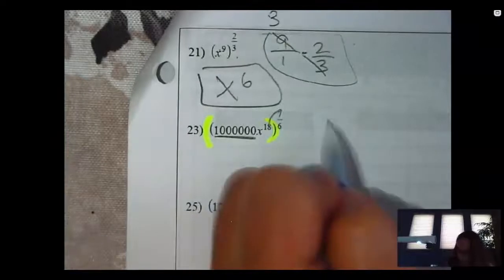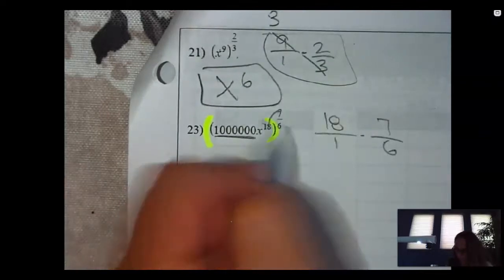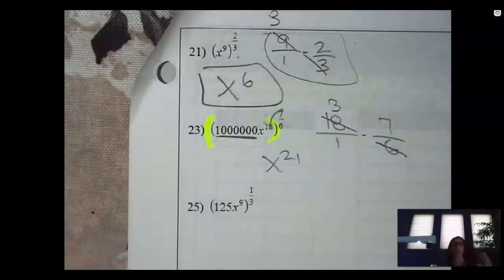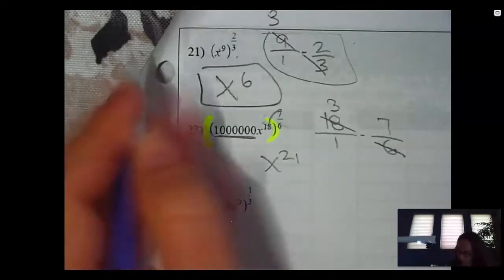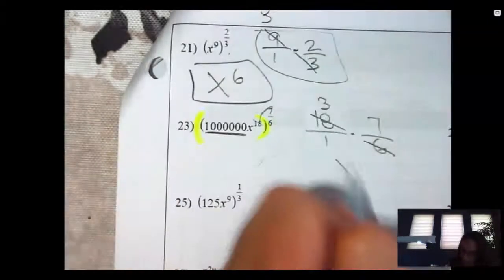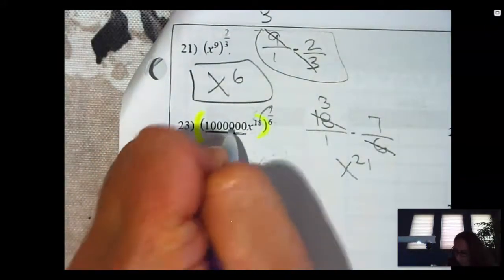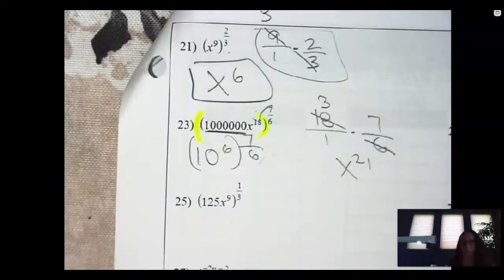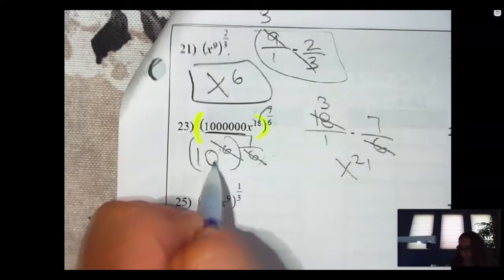Because we're dealing with parentheses, we know we've got to multiply this. So it's going to be 18 over 1 times 7 over 6. Some of you can just go like this and put a 3, but I'm showing my work. 3. So I've got the x. That's not the big deal. But what the heck am I going to do with this? Well, I know this is the same thing, and I'm going to move this x to the 21. I'm going to put it to the side right now. I know this really means 10 to the 1, 2, 3, 4, 5, 6th power. So that's really 10 to the 6th to the 7/6. Same thing on top, same thing on bottom, bye. It's really 10 to the 7th.